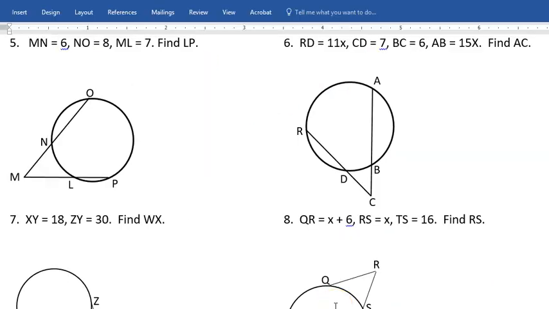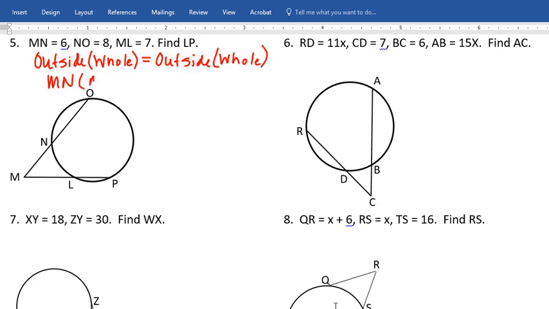So with number 5, I see that we have two secants. And what I taught my kids again was outside of the secant times the whole secant is equal to outside of the secant times the whole secant. So let's talk about our letters here on that deal. So that would be MN is our outside, and MN plus NO is our whole, right? That's equal to ML is our outside of our bottom secant times ML plus LP.